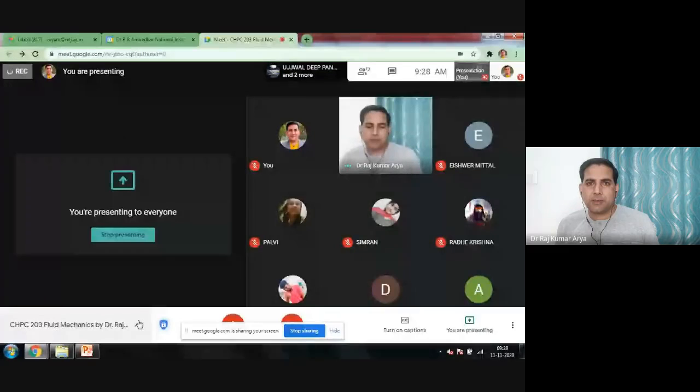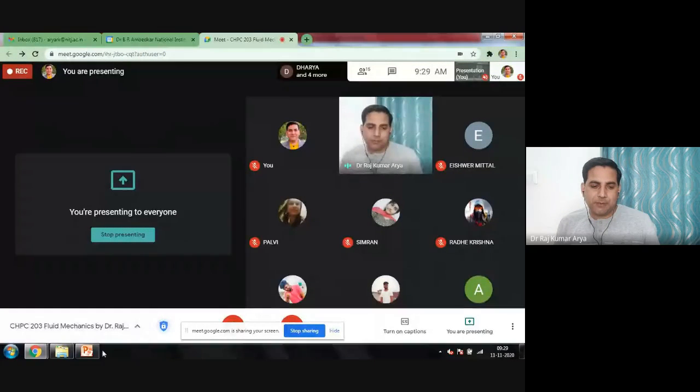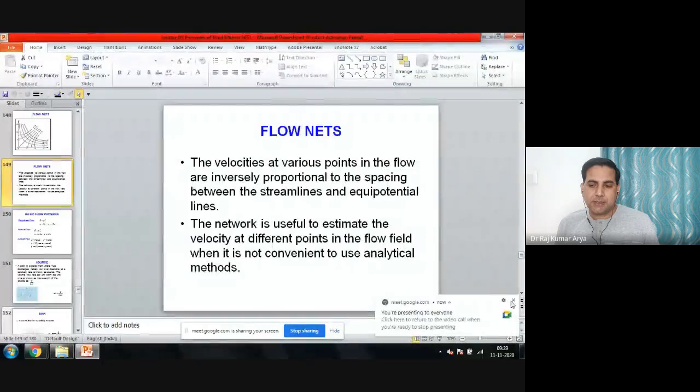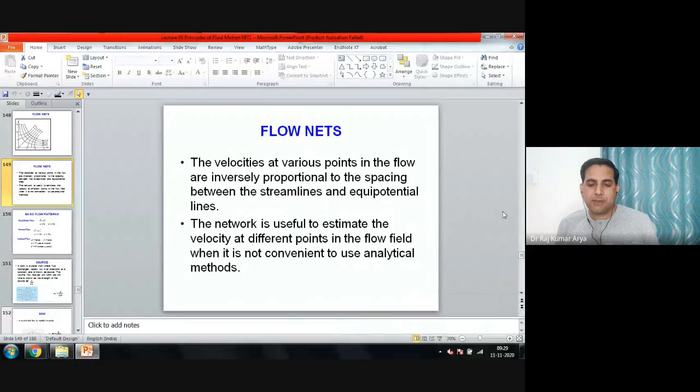Velocity potential also, right? So from the previous one, we have proved that the stream function satisfies continuity, and velocity potential satisfies what? Irrotational flow conditions. Correct or not? Yes.